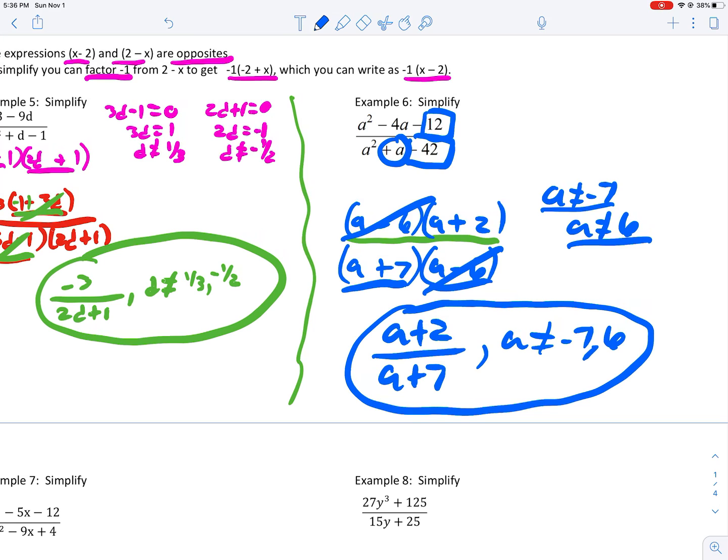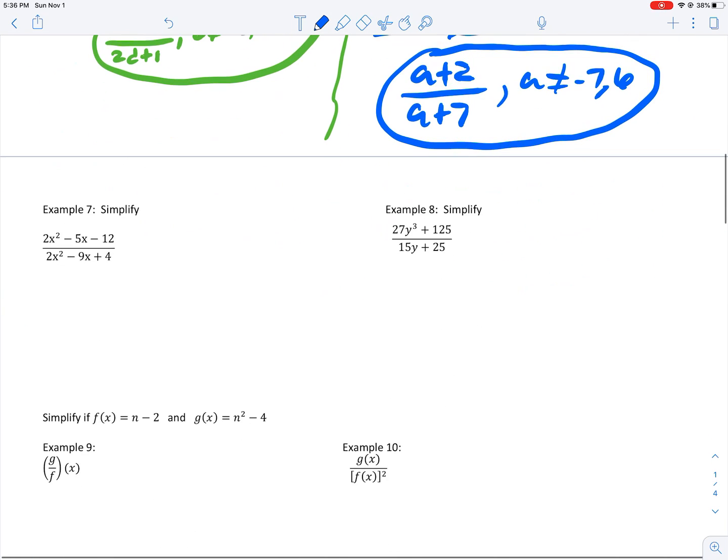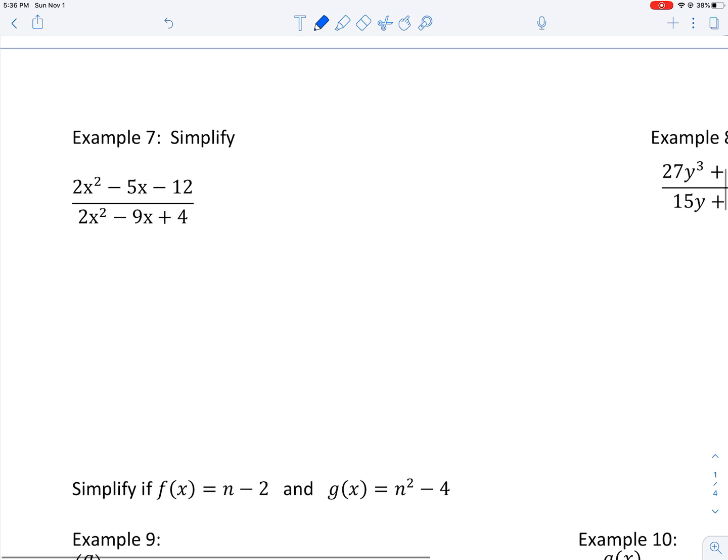So again, I factored it to make it look like factors that I might recognize, and I did see, oh, they both have a minus 6 as a factor, so I could reduce those. So the factoring helps you make the problem look different so that maybe you can recognize common factors. Okay, example 7, very similar to 6.